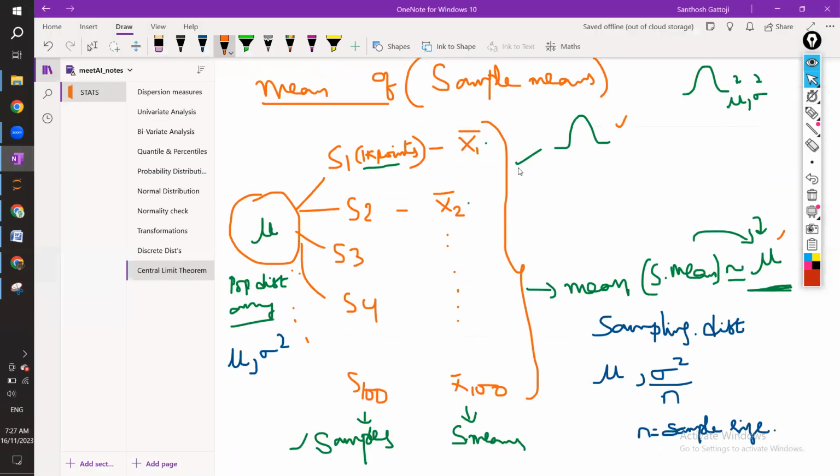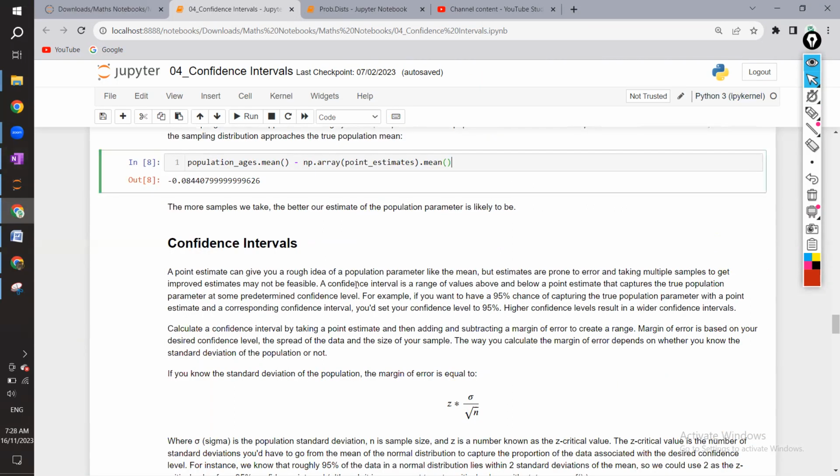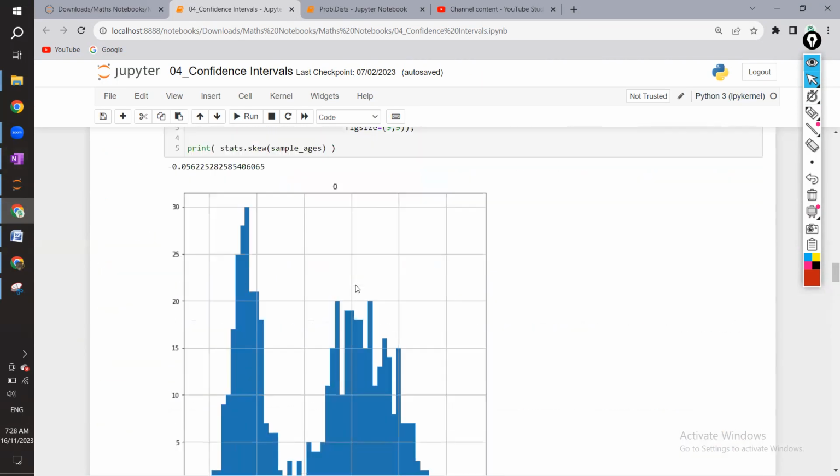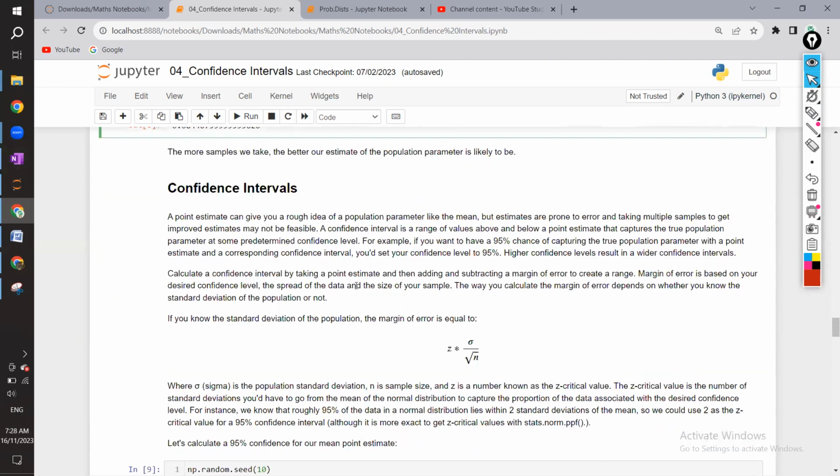We do not do any derivations or equations. It is very simple: population, take samples, take the mean of those samples. That's it. Very, very simple. I have clearly shown you a practical example also. Are we good, guys?